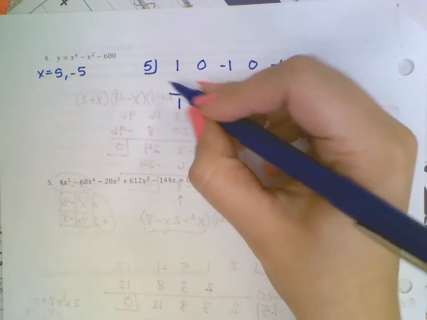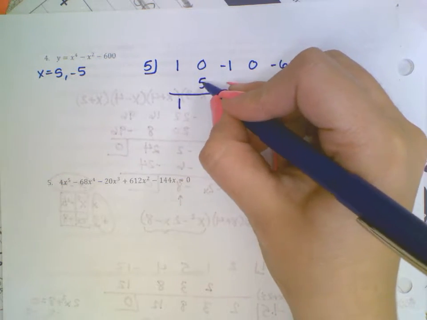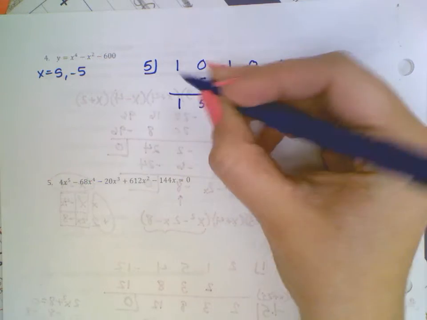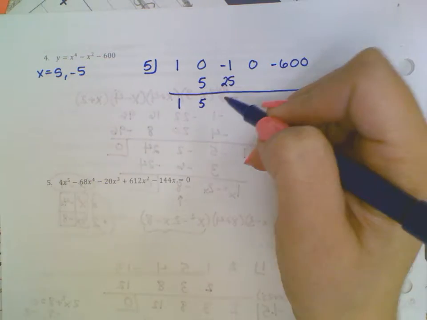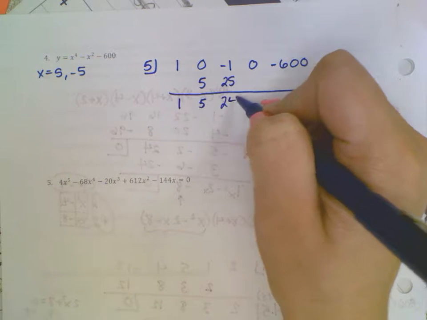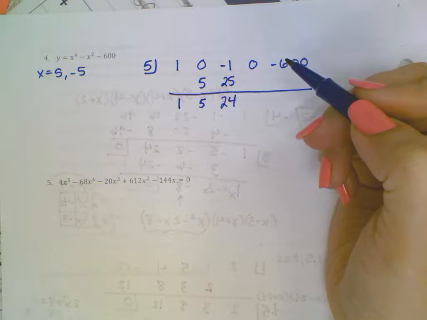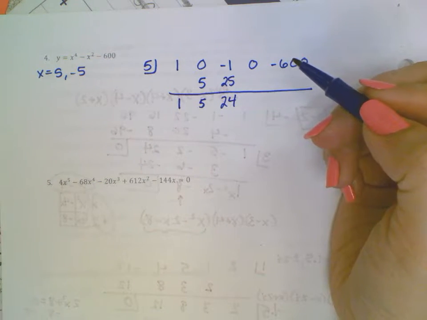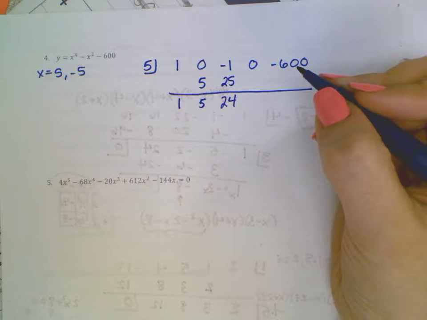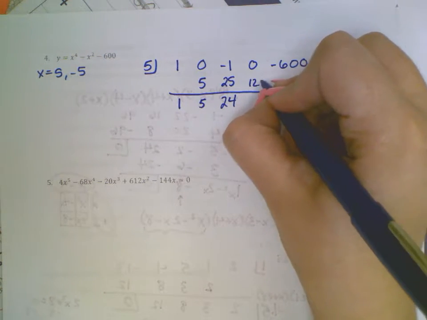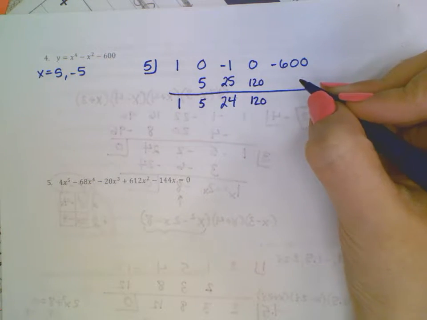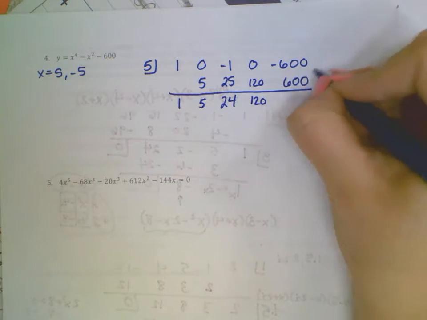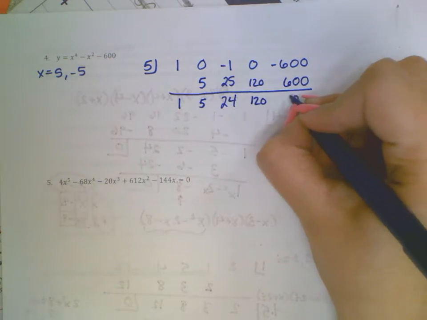I'll bring 1 down. I'll multiply 5 by 1 to get 5. I'll add 0 plus 5 to get 5. 5 times 5 is 25. 25 plus -1 is 24. 24 times 5 is 120. 120 plus 0 is 120. And 120 times 5 is 600. -600 plus 600 is 0.